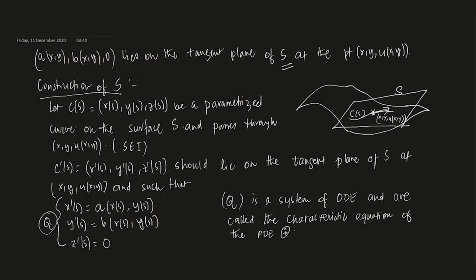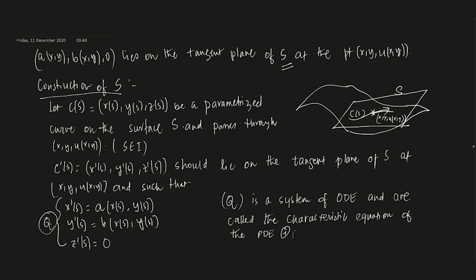So given the PDE1, the system of ODEs looks like this: x prime s is a, y prime s is b, and z prime s is 0 in our case. That is called the characteristic equation. Of course, you can change 0 to c of x y. So basically, if you have an inhomogeneous equation, then you can just take that c here. It's not a problem. But anyways, let's just do it this way.